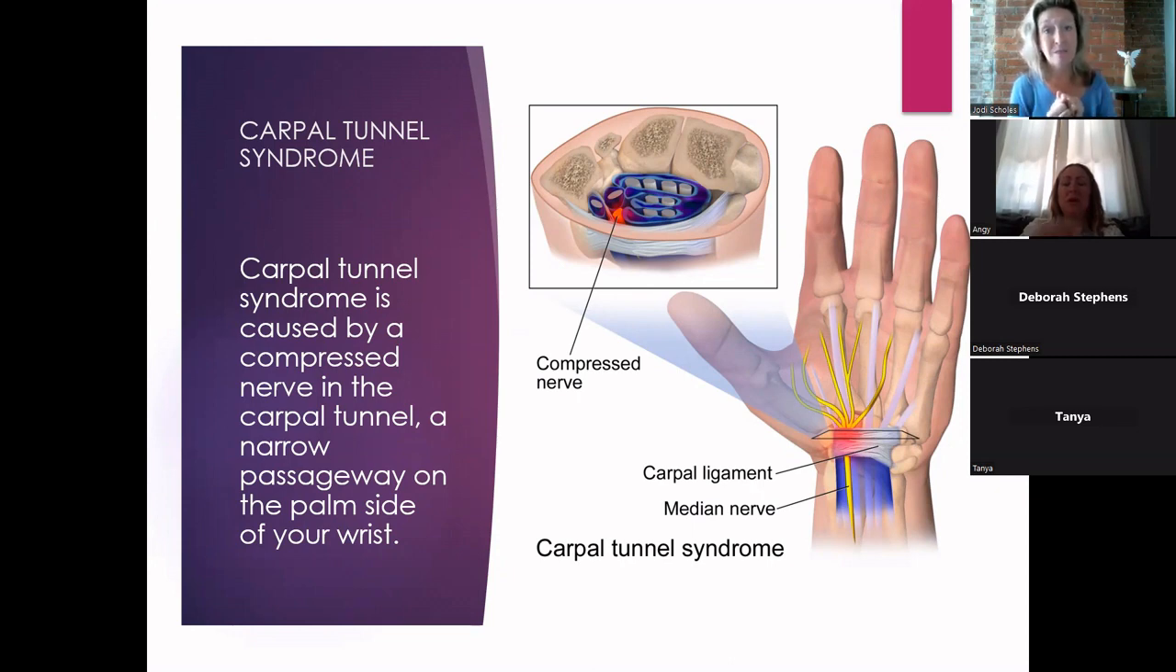But guess what happens when it heals? Scar tissue. And scar tissue can create something else now that needs to fit in the carpal tunnel. If it's a person who lays down a lot of scar tissue, that can again create more pressure on that median nerve.